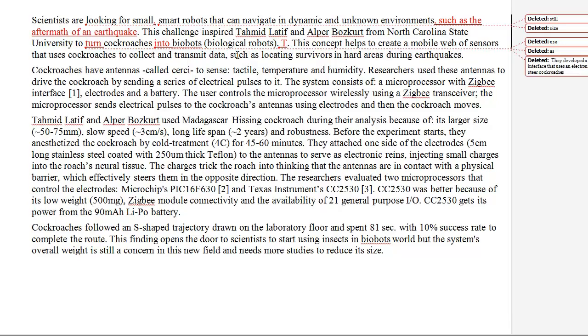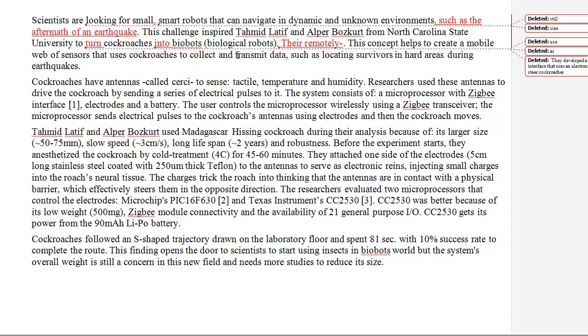But I'm going to start the next sentence with their remotely controlled cockroaches. So that gets the concept across really fast. Immediately you know what we're talking about. We're talking about remote controlled cockroaches. We don't need to know yet how it happens, but that's the idea, to make remotely controlled cockroaches. And then I like this idea of a mobile web of sensors. That's a really nice way of putting it. So I'm going to kind of just start with their remotely controlled cockroaches and go right into that idea.